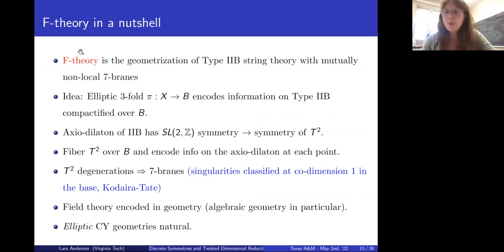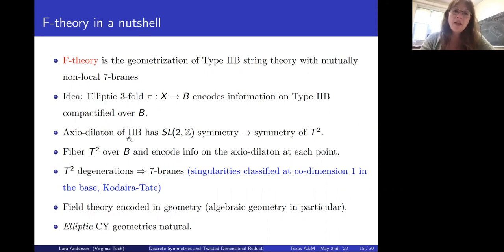So briefly, what is F-theory? F-theory is the geometrization of type IIB string theory with mutually non-local 7-branes. So what is the idea? We have type IIB theory, which includes non-perturbative objects, including D7-branes. The idea is that as we move over the compact directions of type IIB, the existence of a fibration structure over that background, specifically an elliptic fiber, could track for you elements of that non-perturbative physics.